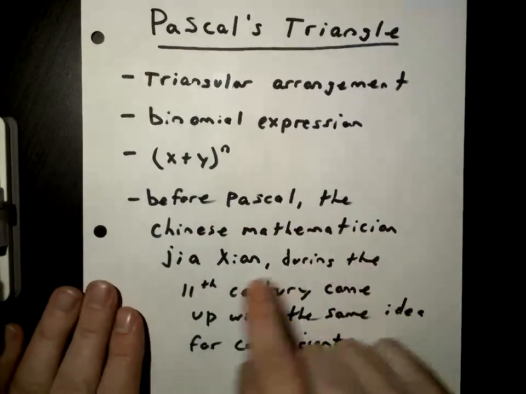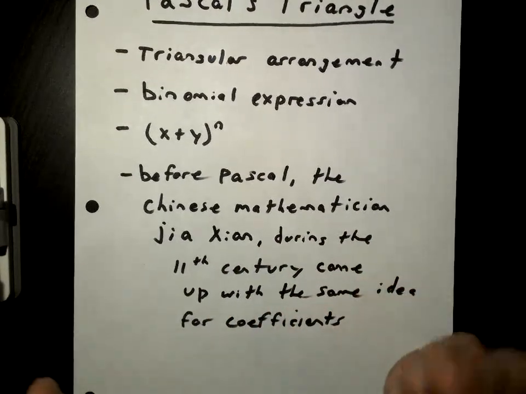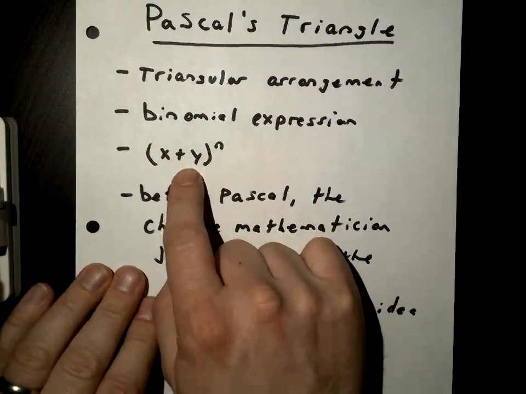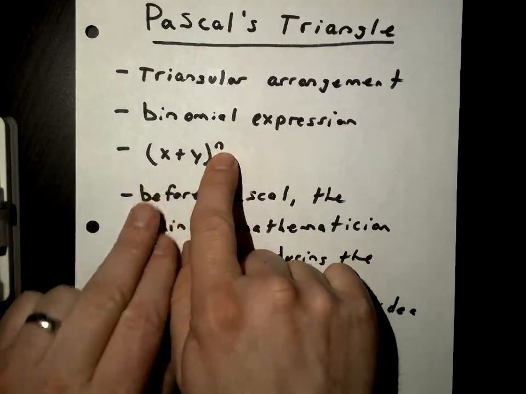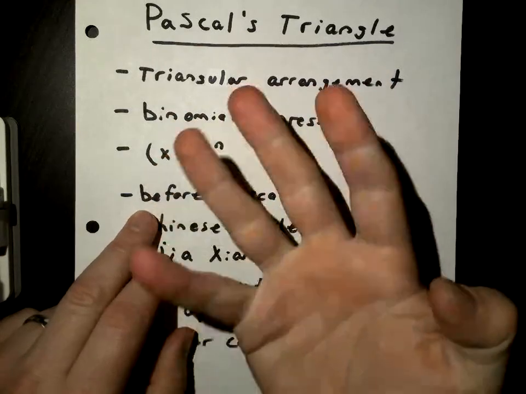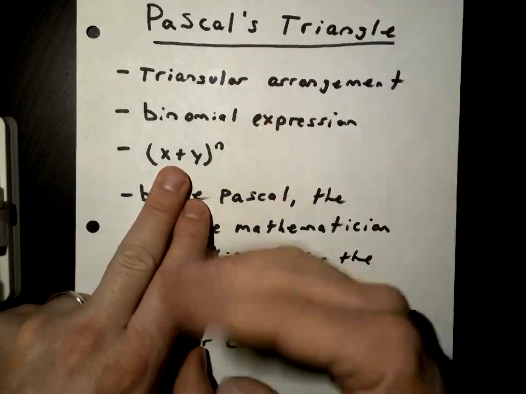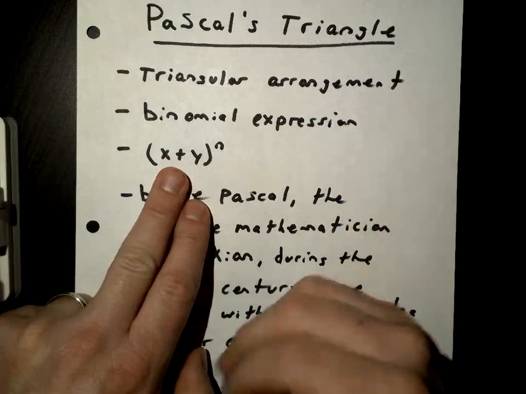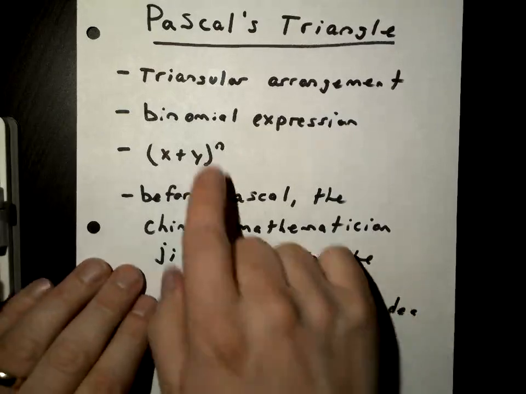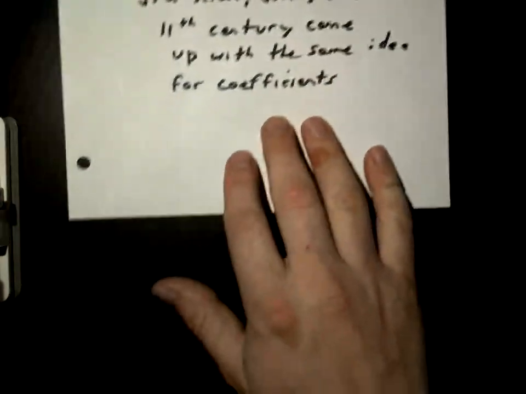The Chinese mathematician Jin Gong, I think that's how you would pronounce that, during the 11th century came up with the same idea to break apart a binomial expression to some power. Remember, n is going to be to some power. So it could be to the second power, third power, fourth power. Without writing out four parentheses and doing FOIL or the box method so many times, there's a way that we can make it a little bit easier with what we call Pascal's triangle today. And so that's where we're going.